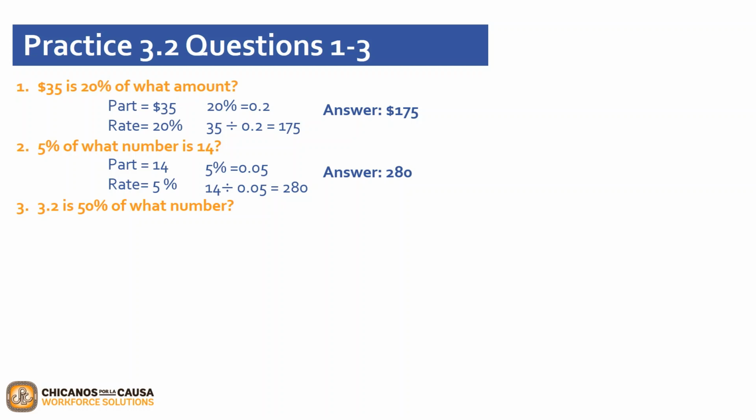Question 3 asks, 3.2 is 50% of what number? Just like we did with questions 1 and 2, we would repeat the same process with first identifying our part and rate. Our part for this question is 3.2 and our rate is 50%. We need to solve for the base, so we need to change 50% to a decimal. So 50% equals 0.5. Then we need to divide the part 3.2 by the rate 0.5. This will give us our answer of 6.4.